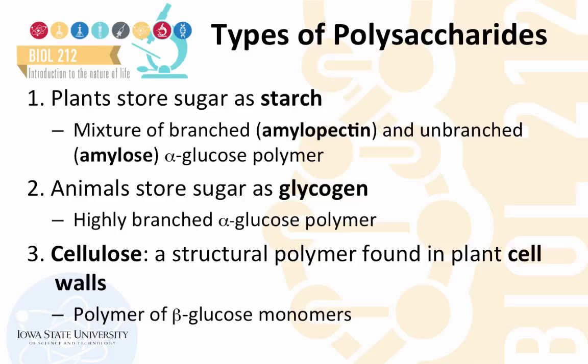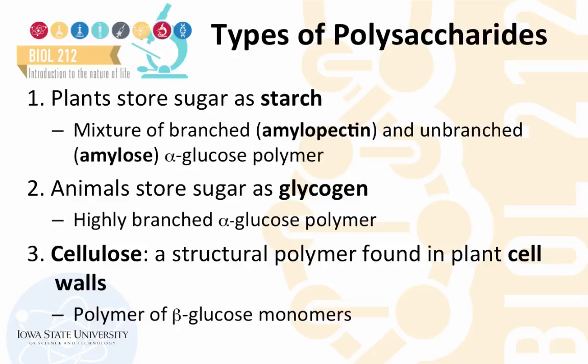There are several types of polysaccharides. Some examples include starch, which is a storage polysaccharide in plants. Starch consists of a mixture of branched amylopectin and unbranched amylose alpha-glucose polymers. Another example is glycogen, which animals use as a storage form of carbohydrates. This is a highly branched alpha-glucose polymer.